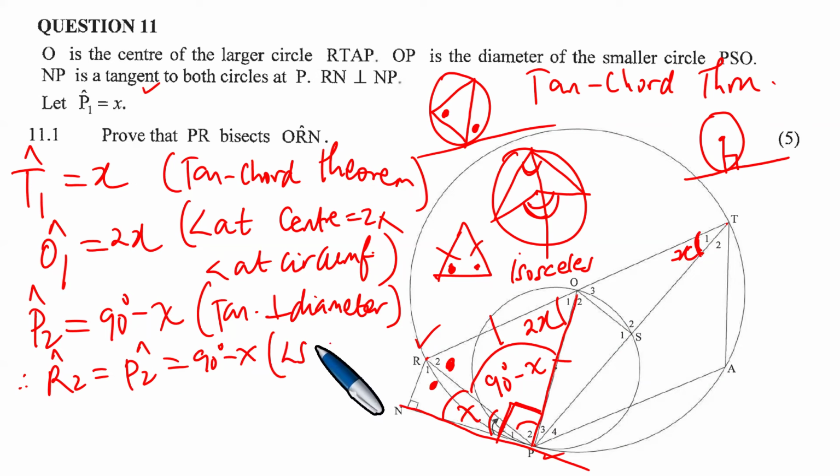These are angles opposite equal sides. Because if you have an isosceles triangle, this angle equals this. So angle R2 is equal to the angle P2, which is 90 degrees minus X. Angles opposite equal sides, or you can say base angles of an isosceles triangle. Now, what else can we say here? The angle R1.